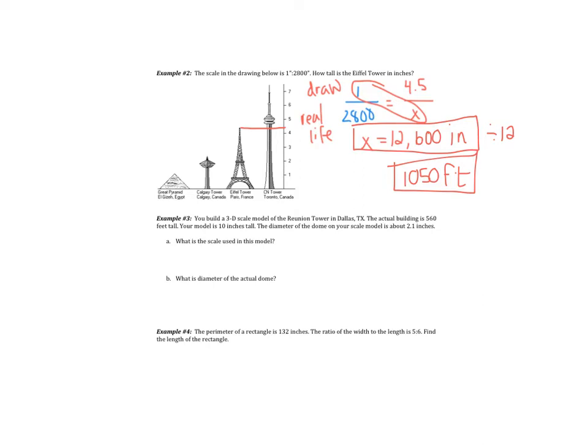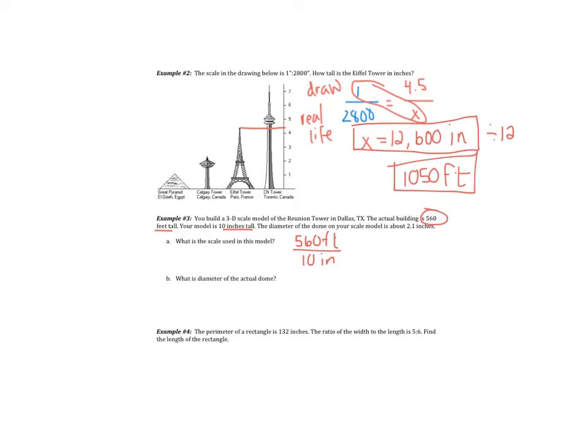Okay, so the scale that we're going to use, you have to find two corresponding units. So they said the actual building's height is 560 feet. Your model is 10 inches. So the scale would be 560 feet to 10 inches. Now, because it wasn't specified whether you should do model to real or real to model, this would be fine as your answer.